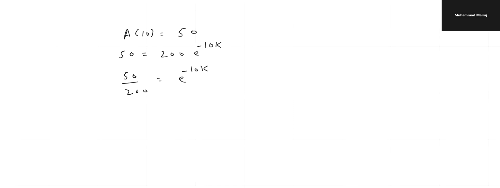And then we use the second condition, that is A of 10 is equal to 50, and we put it in the solution, which is 50 equal to 200 e power minus 10k. So 50 divided by 200, this is equal to e power minus 10k. It simplifies to 1 over 4.